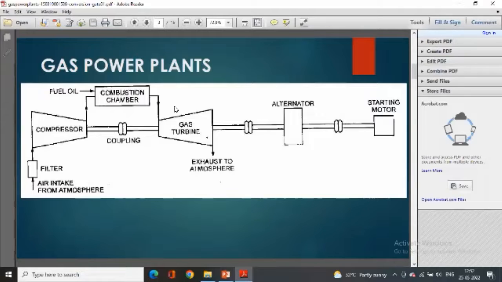It consists of, first, the air intake system. In that, air from the atmosphere is taken in and passes through the filter. In the filter, the impurities are removed from the atmospheric air, and this air is supplied to the compressor. In the compressor, the atmospheric air is compressed. The compressor and gas turbine are coupled together, and the compressed air passes to the combustion chamber.